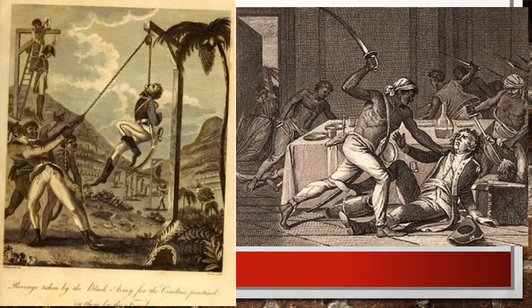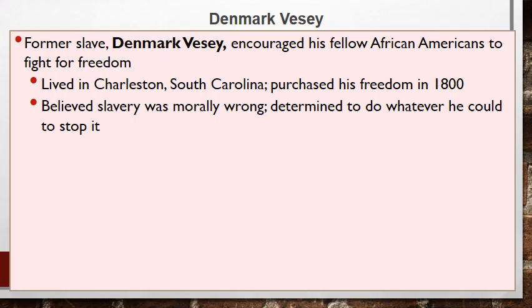Here's some scenes of rebels from other places. Saint-Domingue in the Caribbean. And you can see here the fear that whites have that the slaves will rise up and there'll be horrible attacks and murders and executions. Another slave, Denmark Vesey, earned his freedom by winning the Charleston lottery. He was a lay Baptist or lay Methodist speaker, so he was free and well regarded in the community.